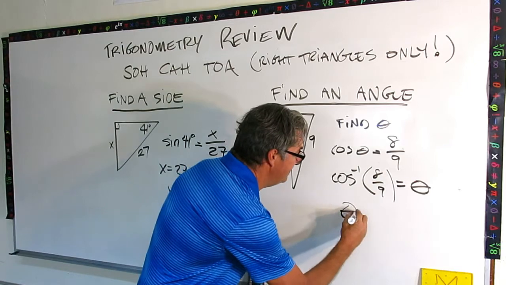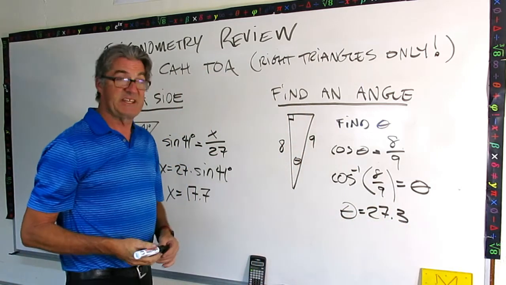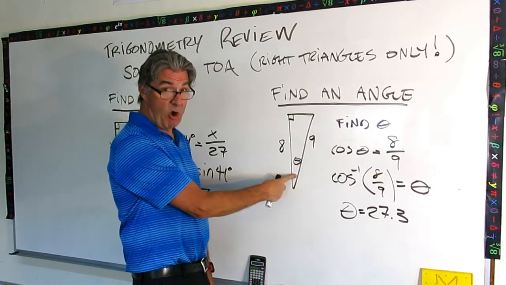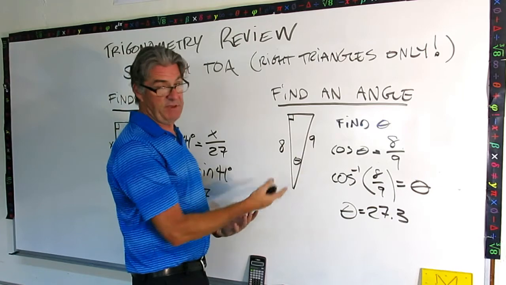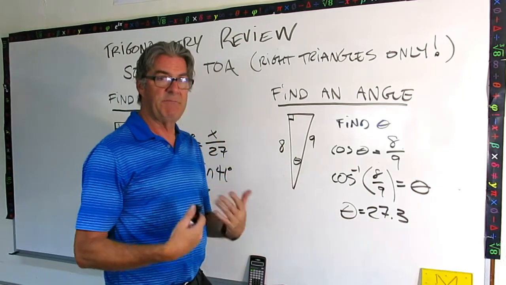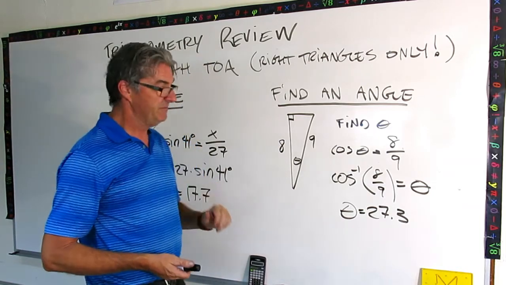So theta equals 27.3. Now let's take a look. Is that reasonable? Yeah, it makes sense. This has got to be a pretty small angle. Certainly can't be 45. It's got to be less than that. So yeah, 27.3 makes sense. Now a final word before we move on to the more complicated problems.